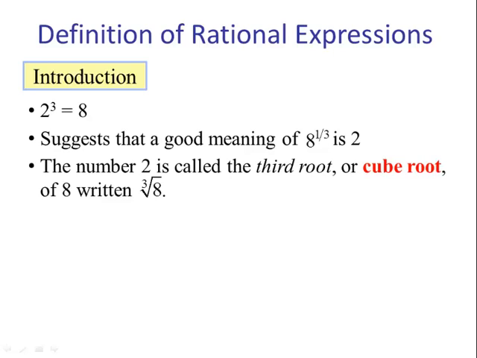So the number 2 is called the 3rd root, or more commonly called the cube root of 8, and it's written using this symbol. Now we call the 3 an index. So if you have a normal square root and you don't see a number here, it's understood to be a 2. But in this case, we are talking about the cube root, or what number do I cube to get 8? And that number is 2, because 2 times 2 times 2 equals 8, and 2 times 2 times 2 is the same thing as 2 to the 3rd power.